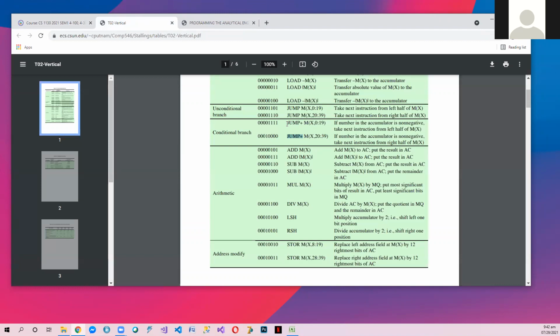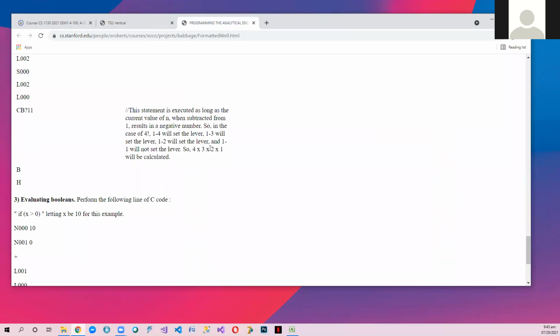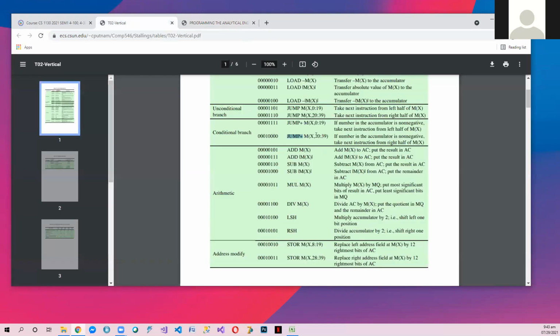for the IAS. Why? Because jump plus will only work if the accumulator is non-negative and 0 is considered to be non-negative. Do you follow? In the analytical engine, 1 minus 1 will not set the lever, so therefore it will terminate the loop. Okay, do you follow? So that's the main difference. So we'll have a lot of programming to do here. All the programs in the analytical engine will not necessarily work with the IAS.